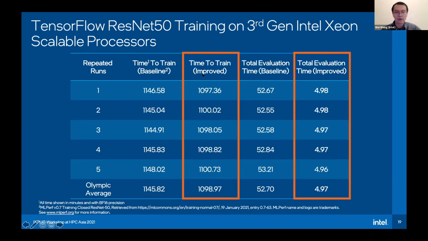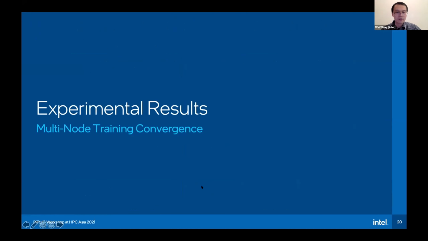Initially, it was optimized but not optimized for inference, so everyone was doing the validation for the entire data set, and the inference itself took about 1100 minutes. After enabling distributed inference, it came down to about 5 minutes, and the overall time came down to a little bit lower than 1100. So that's the single node multi-socket.